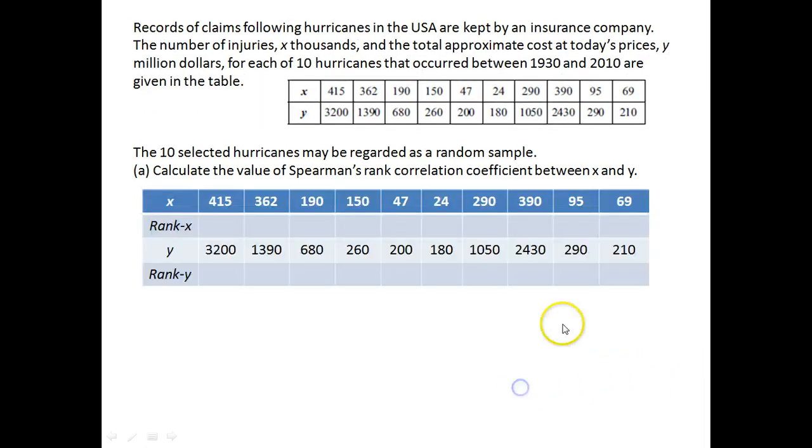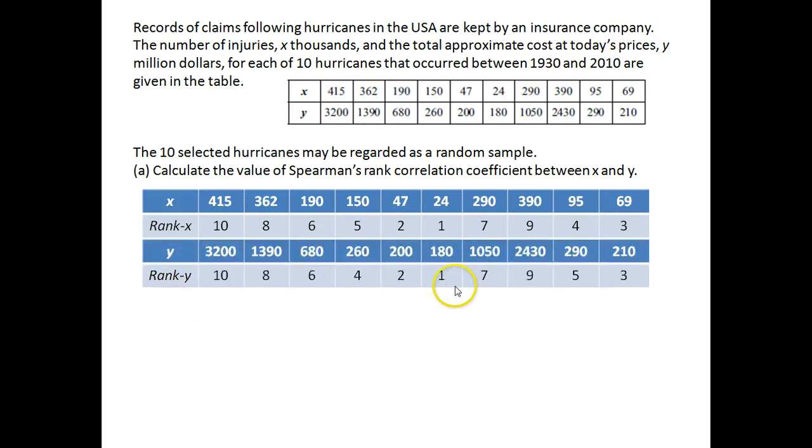So let's have a look. The first part was to calculate the value of Spearman's rank correlation coefficient. So we need to rank the x's and rank the y's. Ranking the injuries, the least we've given a 1 to, and then the highest we've given a 10 to. Then the y, which was the cost, so the least cost was $180 million, and the highest was $3,200 million. So ranking them there.